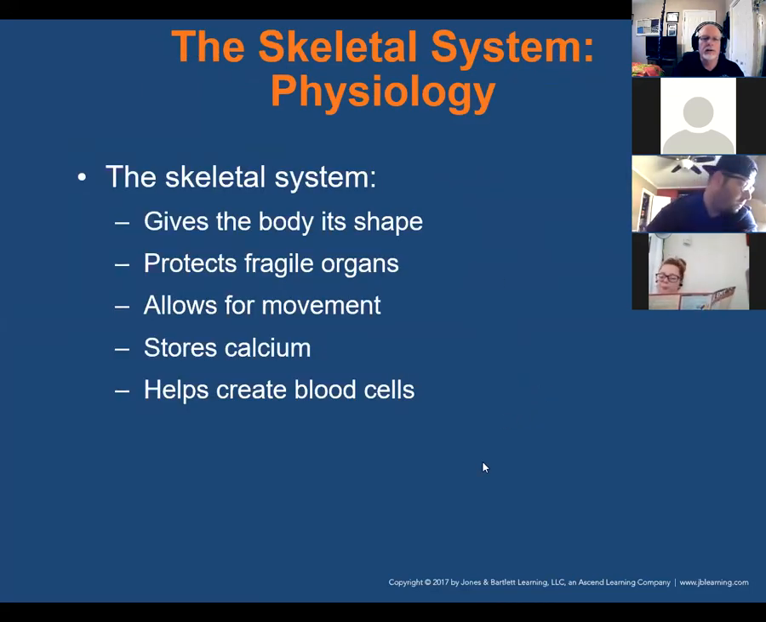Function of the skeleton gives us our human shape. Some of us have a more round human shape. That doesn't have to do with my bones. It has to do with cheeseburgers and enchiladas and all that cool stuff that I love.